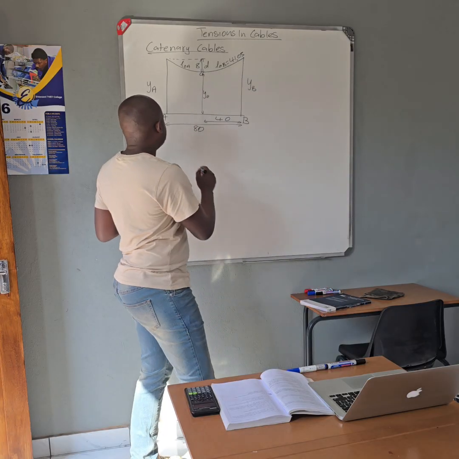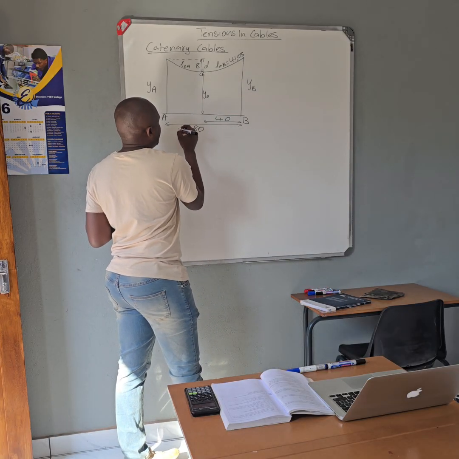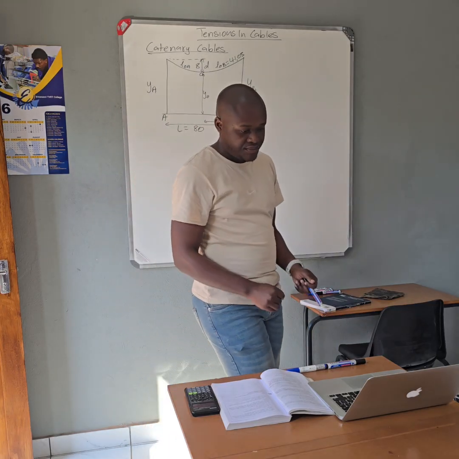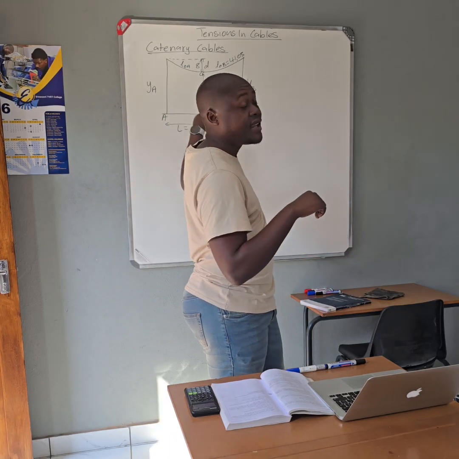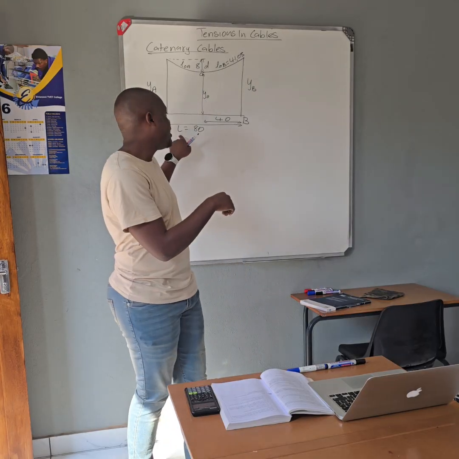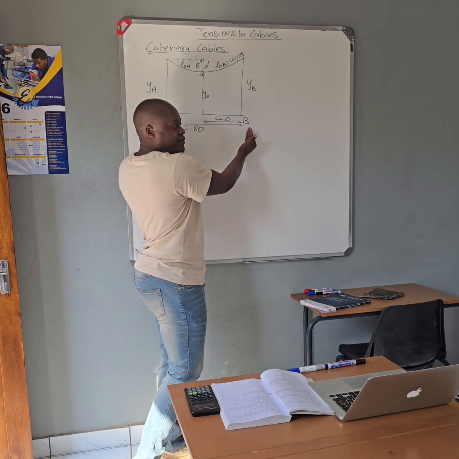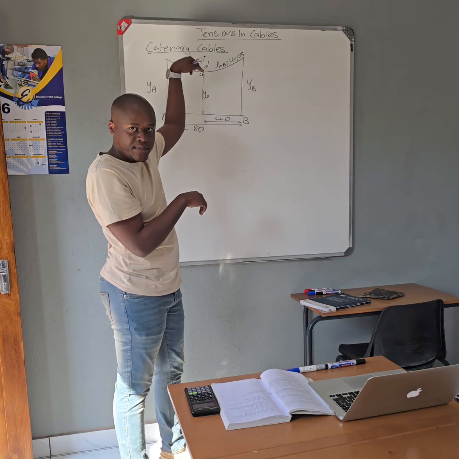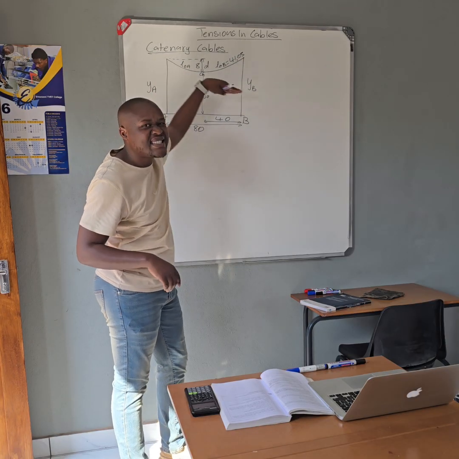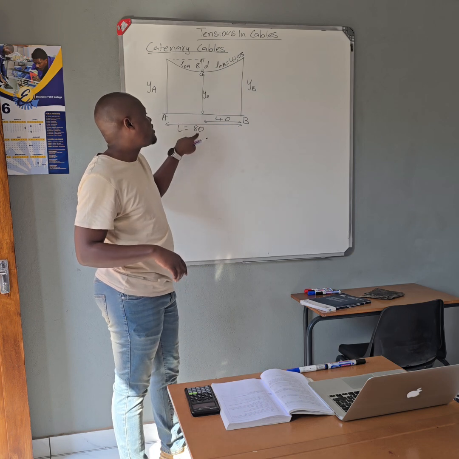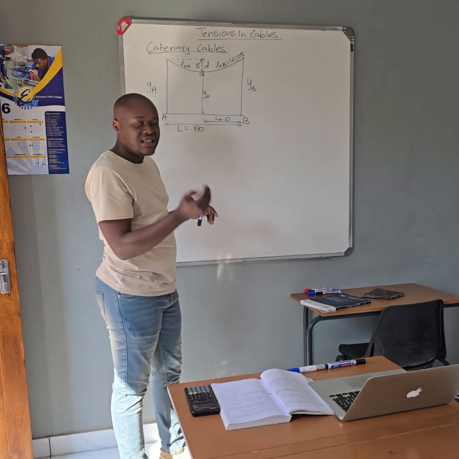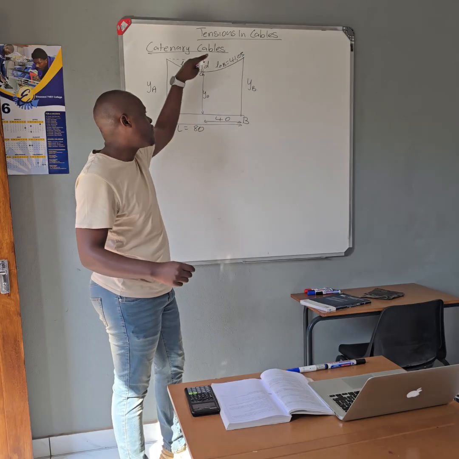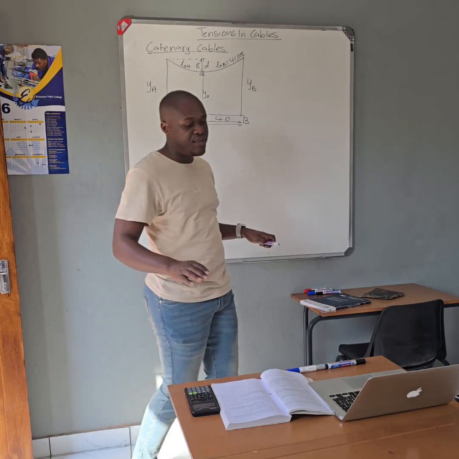So the distance from here to there, we are going to call it a capital letter L. Then small letter l will be for the length of the cable. Capital letter L is the distance between the supports, then small letter l is the length of the cable. Because it is sagging, the length of the cable is not going to be equal to the distance between the supports. This one is curving, this one is straight. So these two lengths are not going to be equal.